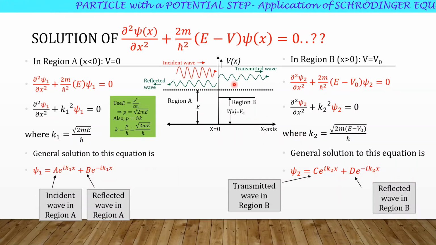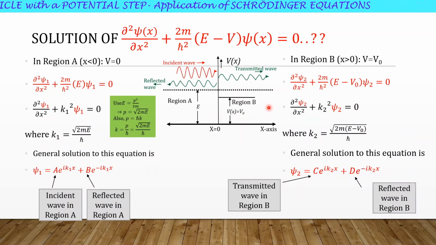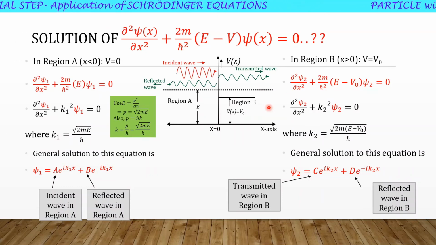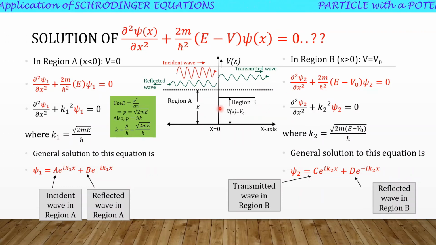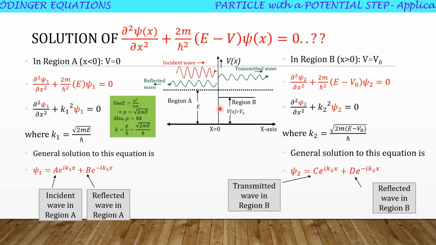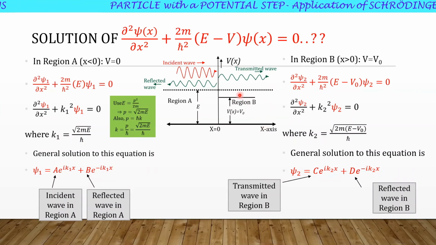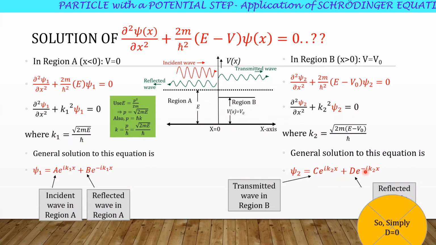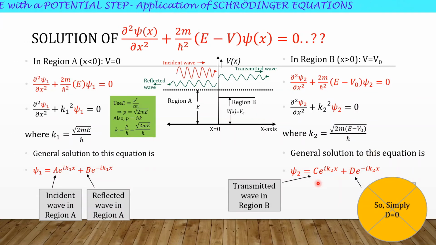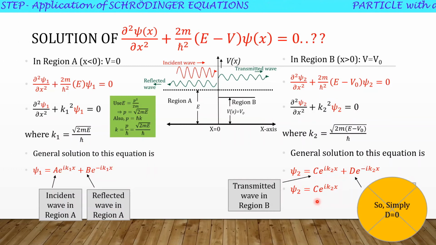But you see, students, there is no reflected wave in region B. There is no source of particles that can move in the negative x direction, nor is there any other potential step which can reflect the transmitted wave back into the negative x direction. So I simply take D equal to 0 here and this term cancels out. And the solution of psi 2 can be written in terms of the first term only.